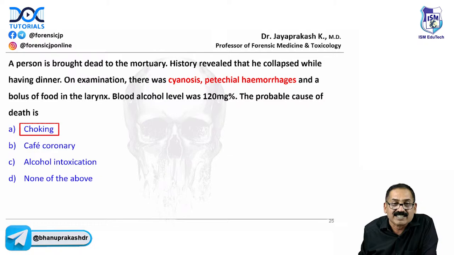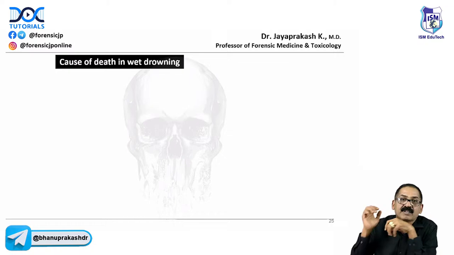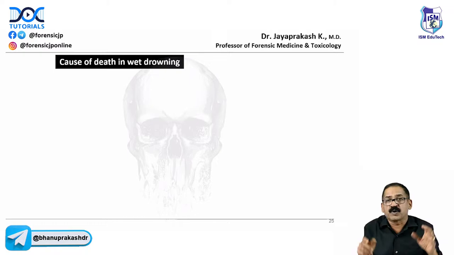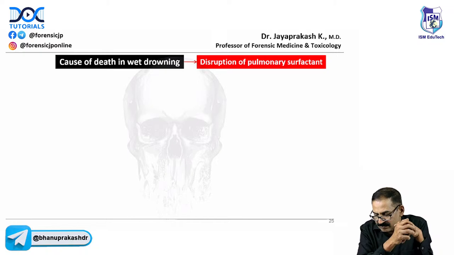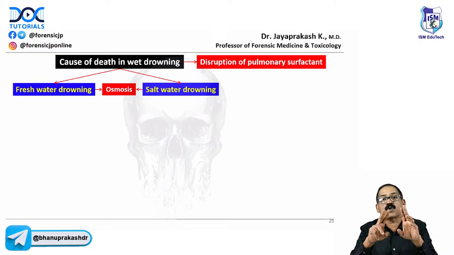Not associated with saltwater drowning is... Now you should know the difference between saltwater drowning and freshwater drowning. What is the cause of death in case of drowning? Whether it is saltwater or freshwater drowning, there will be disruption of pulmonary surfactant. Now, coming to the difference. Whether it is freshwater or saltwater, the mechanism that takes place is osmosis. Osmosis means water goes from lower concentration to higher concentration.